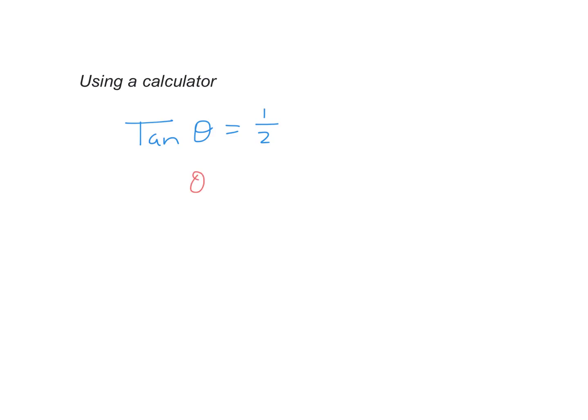Alright, so we want to find the angle. It's the inverse of tan, so tan -1, open brackets 1/2, and we put that into our calculator, and we get 26.6 degrees. Hope you got that one right.